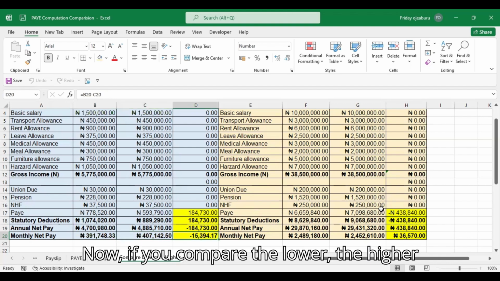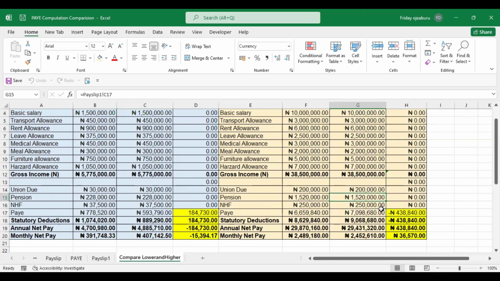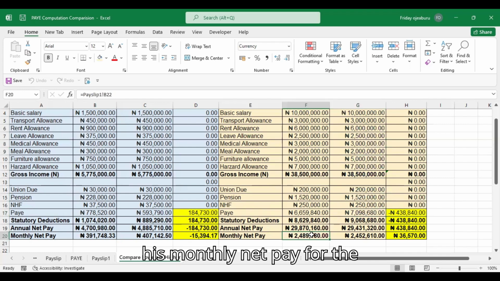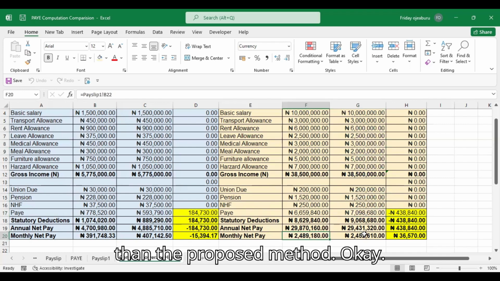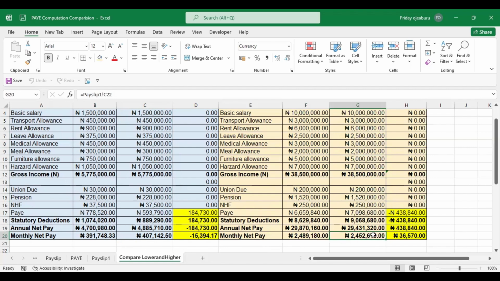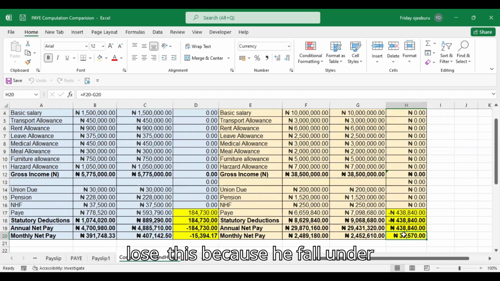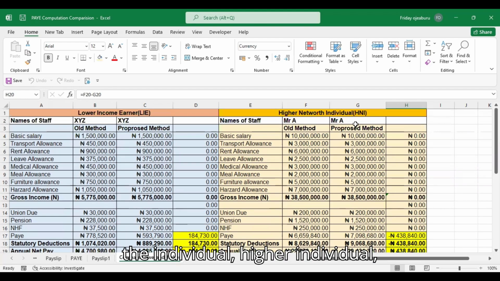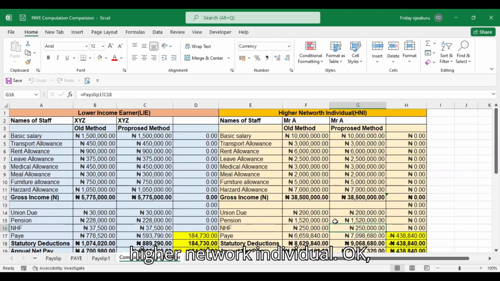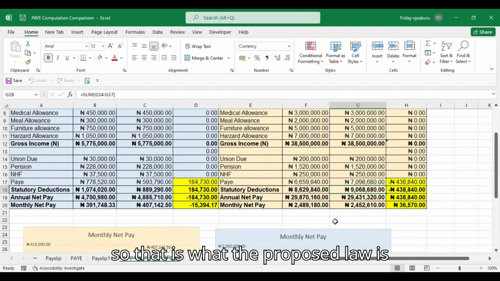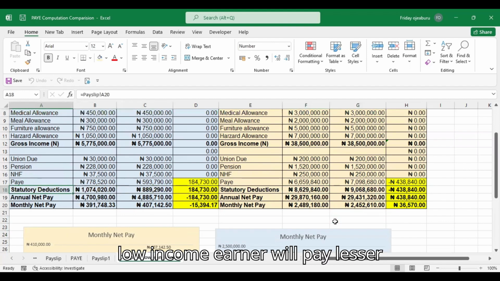Okay, now if you compare the higher net worth individual, you see that his monthly net pay for the old method is higher than the proposed method. Okay, so it means that this person will be short paid with 36,570 naira. Okay, he will be short paid. He will lose because he falls under the higher net worth individual.